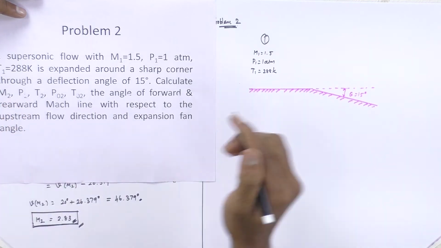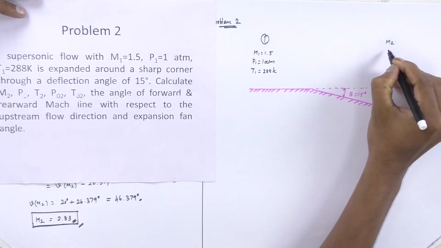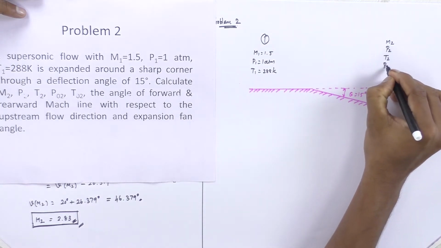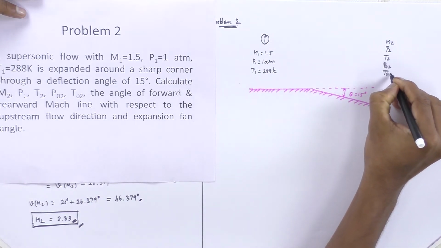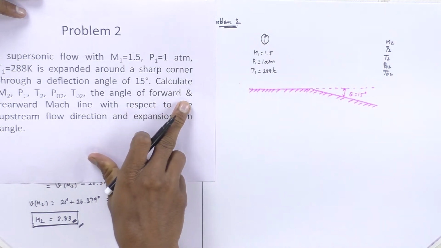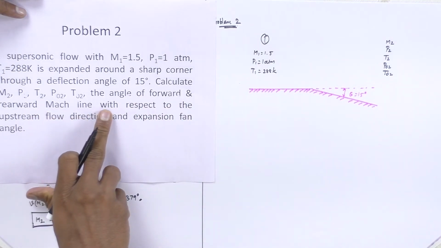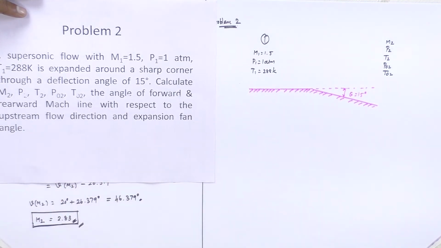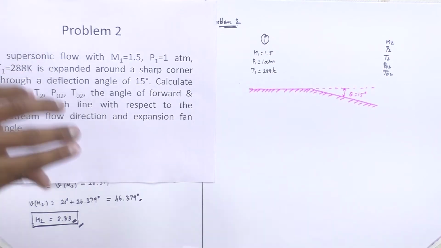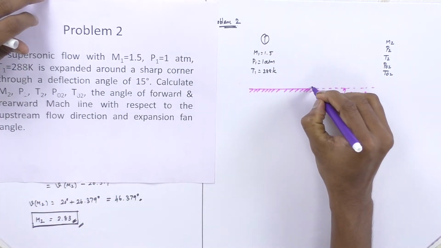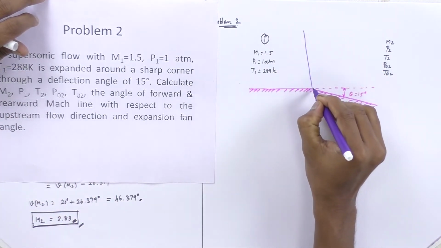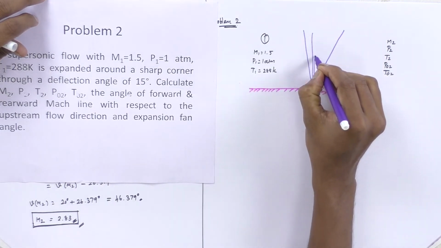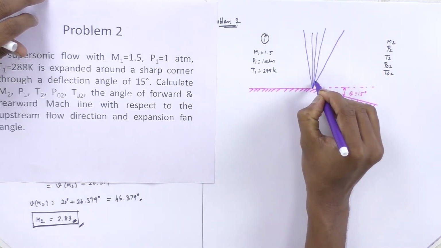Calculate M2, P2, T2, P02, T02 and the angle of forward and rearward Mach line with respect to the upstream flow direction and expansion fan angle. So obviously we will have expansion fan here. So this is forward Mach line, this is a rearward Mach line. So in between we will have a series of Mach waves.